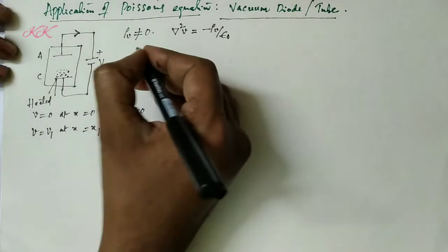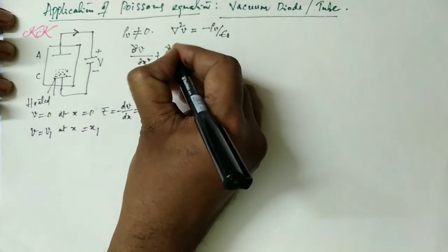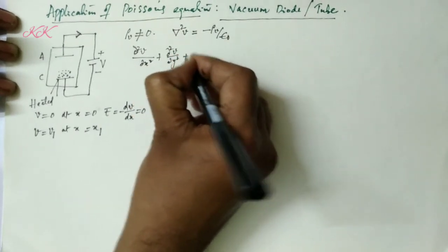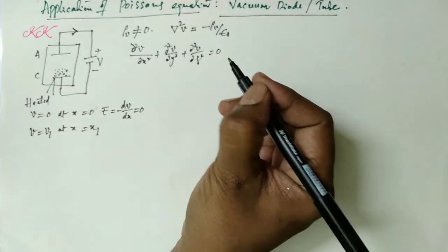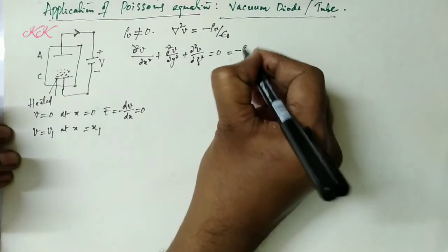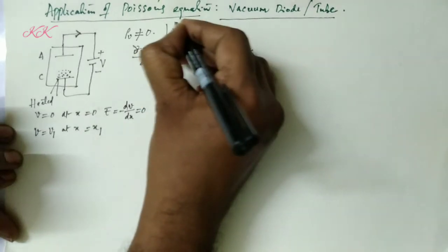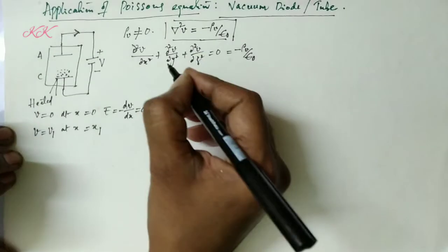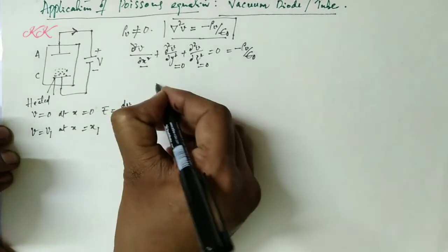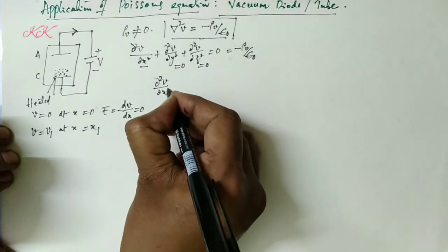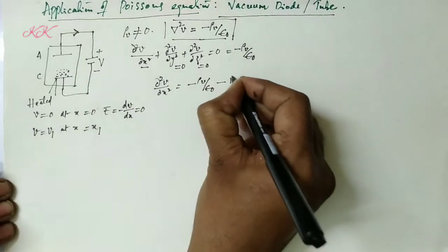Now taking rectangular coordinates, del square V by del x square plus del square V by del y square plus del square V by del z square equals 0. But in this case, this equals minus rho v by epsilon naught, since we have applied Poisson's equation. V is dependent on x only, so these two terms will be equal to 0. Then del square V by del x square equals minus rho v by epsilon naught. Let this be equation number 1.